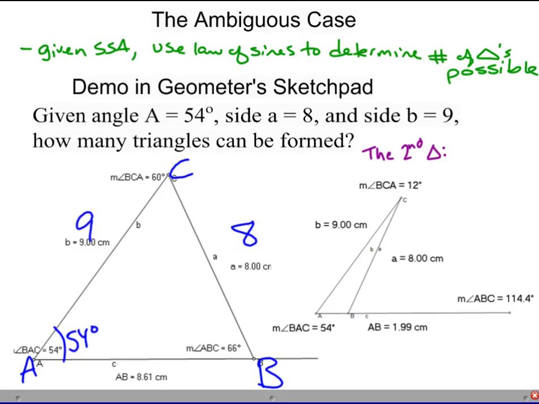Okay, so once more, we have these two triangles side by side that have the given conditions, the 8, the 9, and the 54 degrees. And you'll notice here that the angle B, this angle down here, is 114 degrees, whereas the original angle B was 66 degrees. It's important to notice that they are supplementary angles. We're going to use that fact in our approach today. Okay?